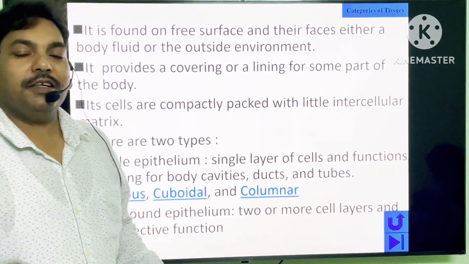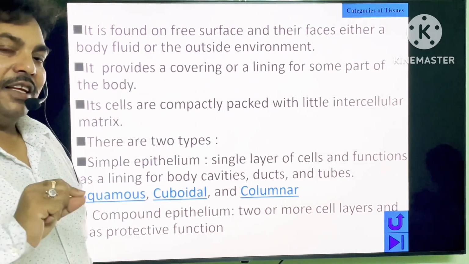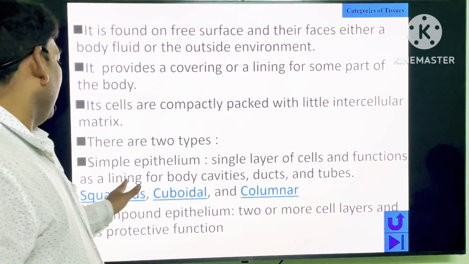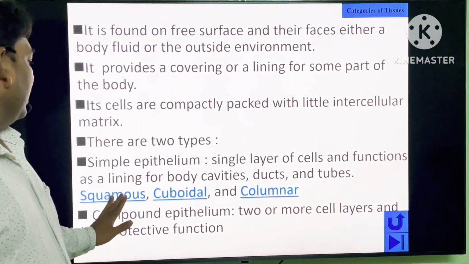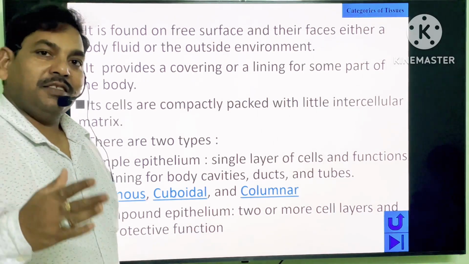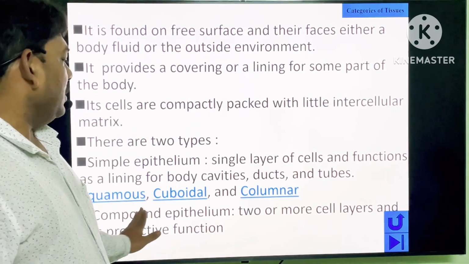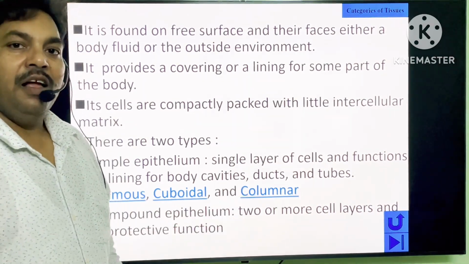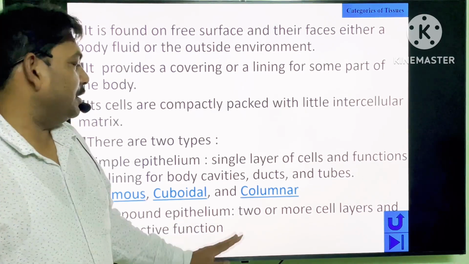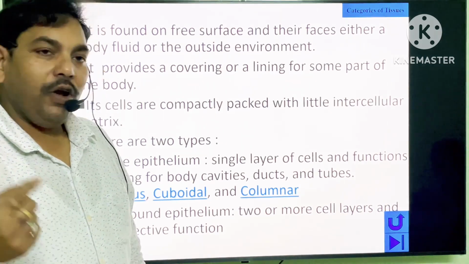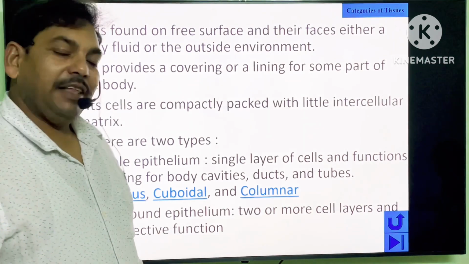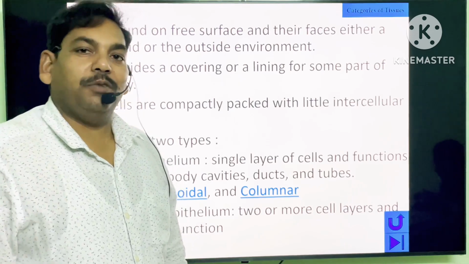Simple epithelial tissue has a single layer and functions as the lining of body cavities, ducts and tubules. It is divided into three types: squamous, cuboidal and columnar. Complex epithelial tissue is made of two or more layers and acts as a protective function of the body.